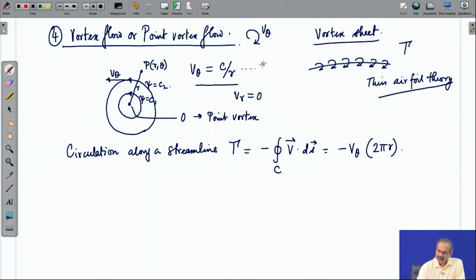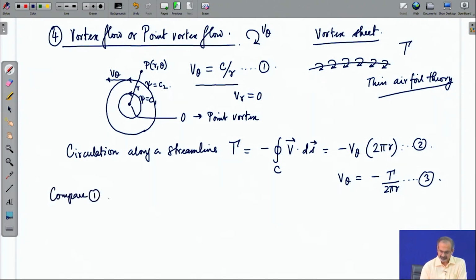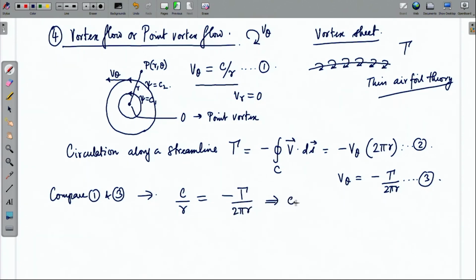Let us name this as equation 1, this as equation 2, and let us rewrite this equation and name it as 2a, let us say V theta is equal to minus gamma by 2 pi r. So, now if you compare equation 1 and 3, what do you get? You get C by r is equal to minus gamma by 2 pi r, which implies that C is equal to minus gamma by 2 pi.